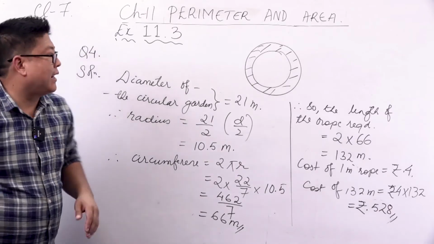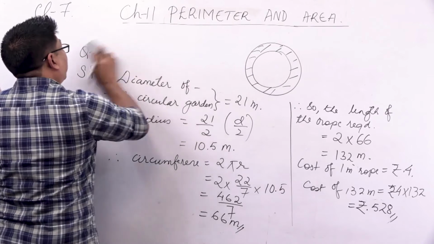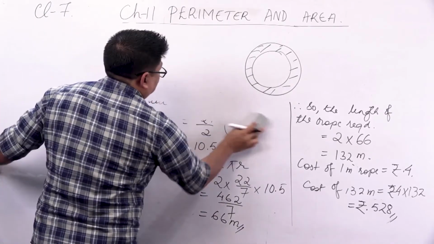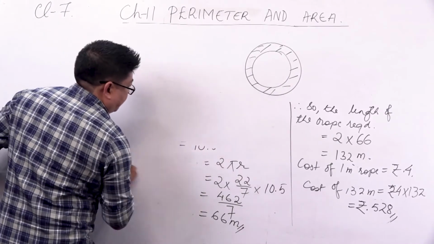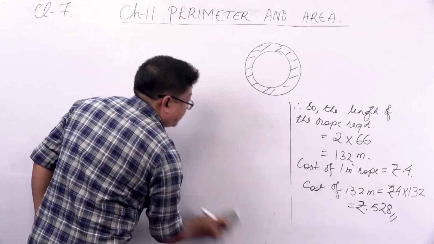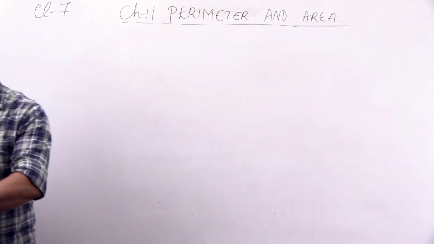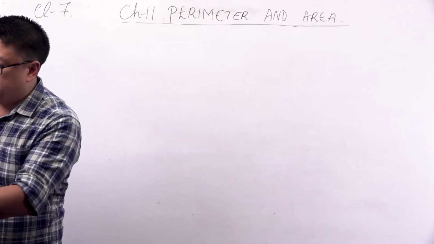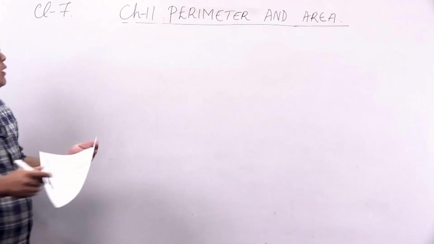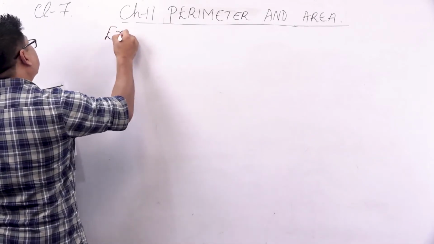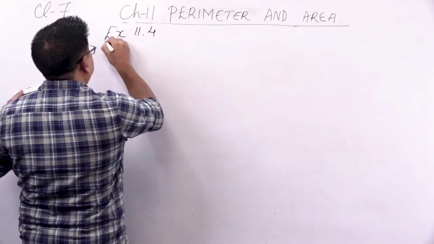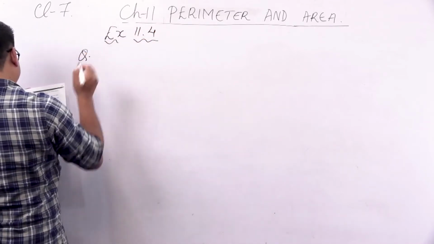We will look at exercise 11.4, where we will also see different types of questions that come. So let's try one or two questions in that exercise. Let's move to exercise 11.4, page number 226.